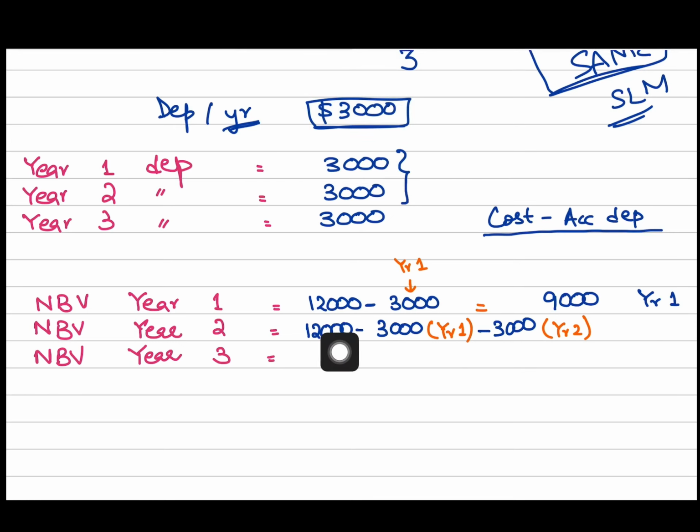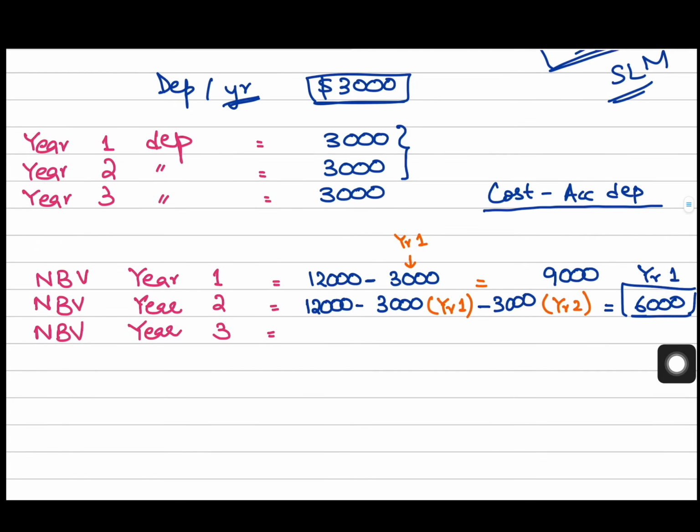So in total 12,000 less 6,000. So right now our asset is standing at 6,000, right? Of course it is decreasing because of the increase in depreciation every year. In the first year it was 9,000, now in the second year it is 6,000, right?